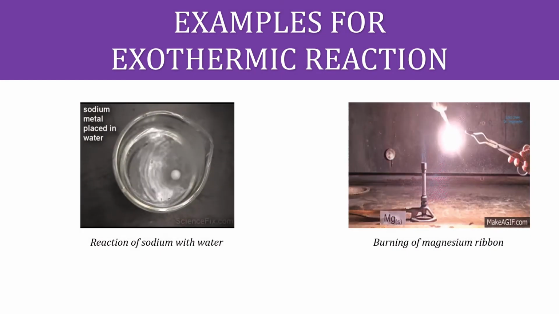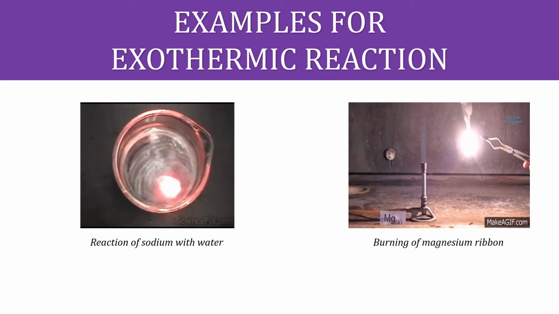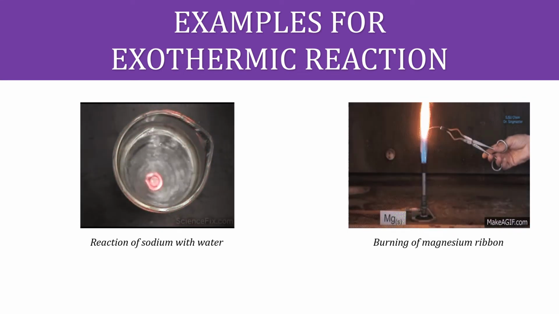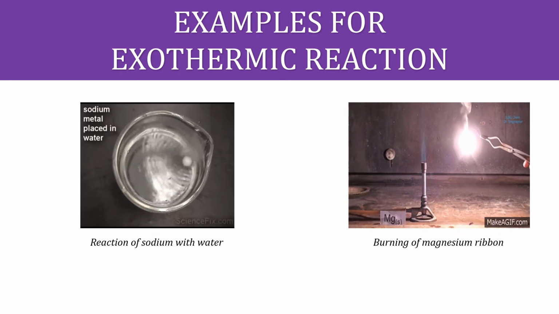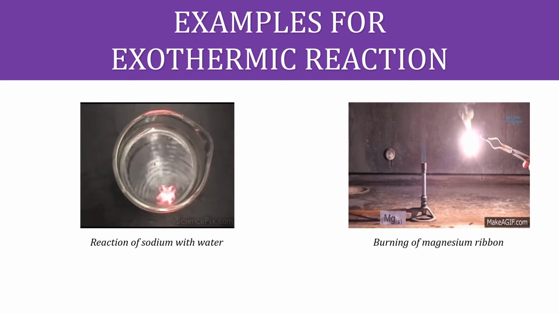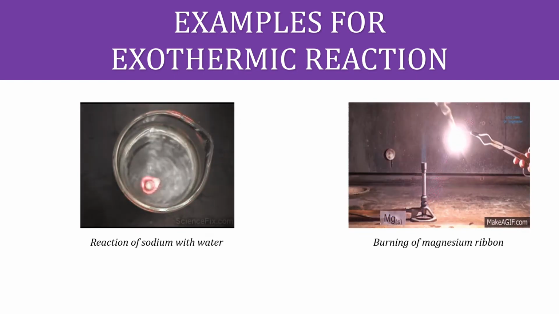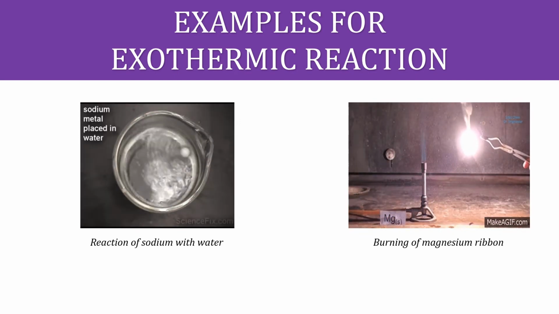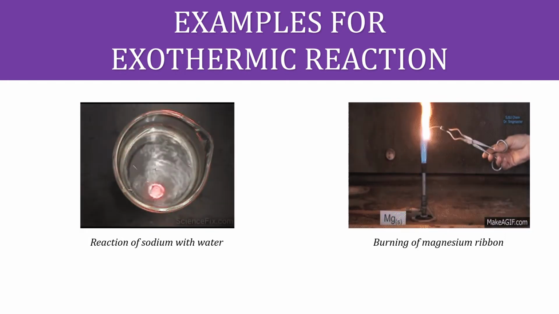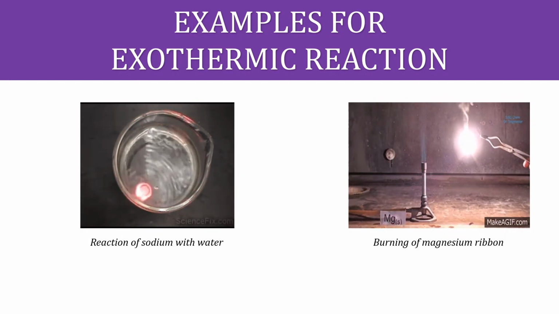Let's look at a few chemical reactions that are exothermic in nature. When sodium reacts with water, it forms sodium hydroxide and hydrogen gas along with evolution of intense heat. Another example for exothermic reaction is burning of magnesium ribbon. It forms magnesium oxide along with a dazzling white flame, that is release of heat energy.